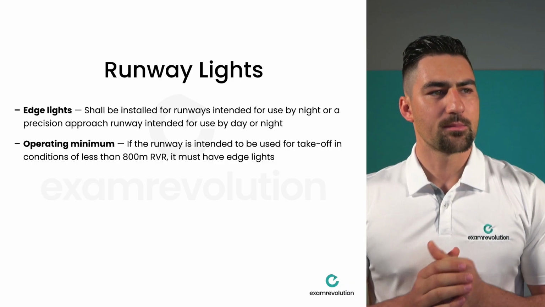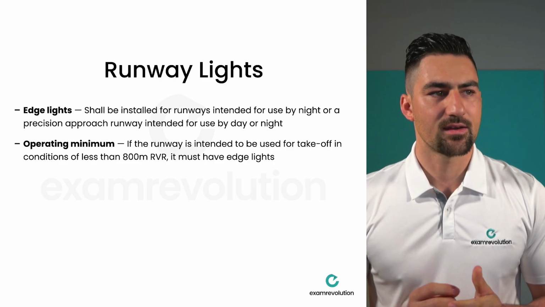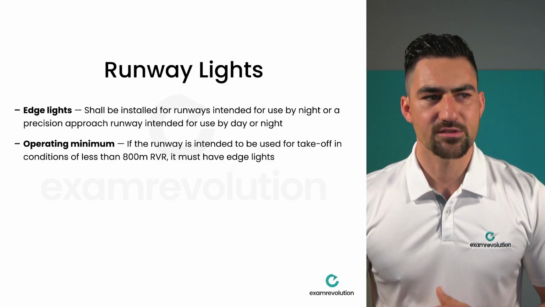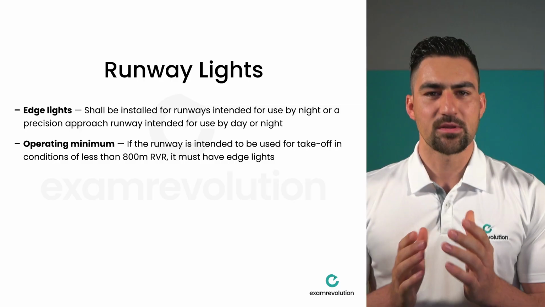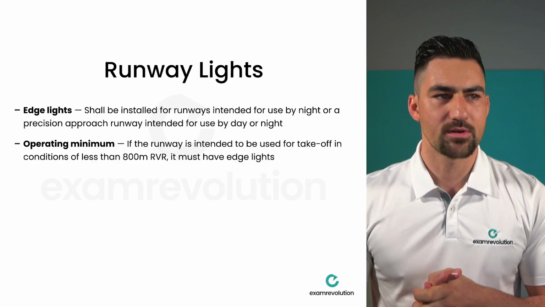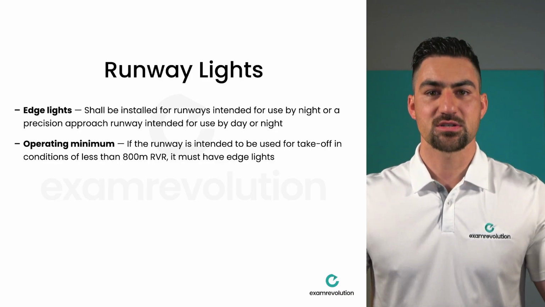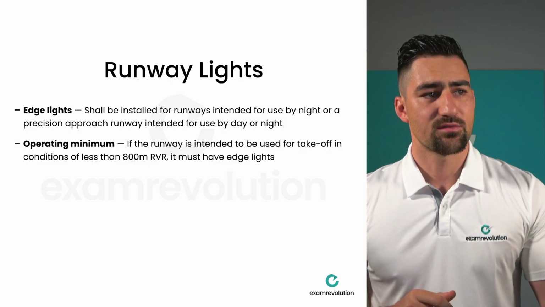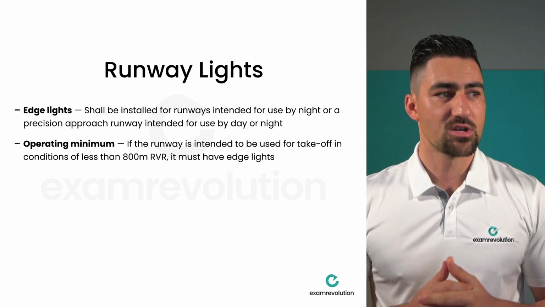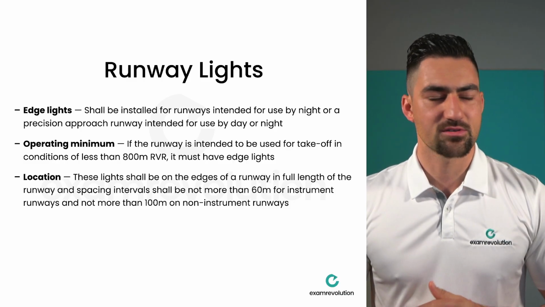Okay. Then the operating minimum, if the runway is intended to be used for takeoff in conditions of less than 800 meters RVR, it must have edge lights. RVR stands for runway visual range. That means if you stand on the runway, how far can you see down the runway? They measure that with a transmissometer, which almost looks like cameras that they put on the side of the runways, and that measures the distance that you can see down the runway. So if the runway is intended to be used in conditions of less than 800 meters runway visual range, then you must have edge lights. Okay, it's obviously so you can see properly where the edges of the runway are.